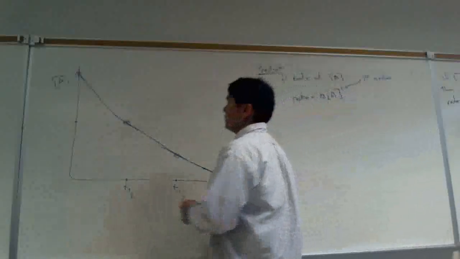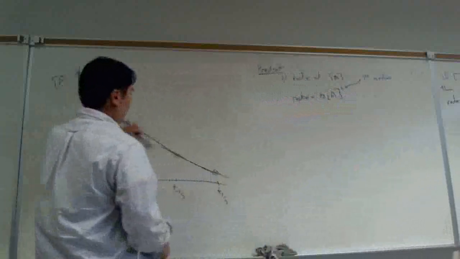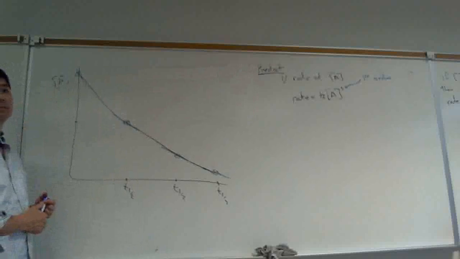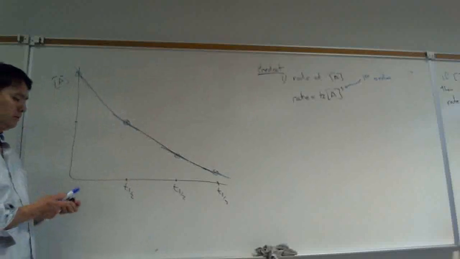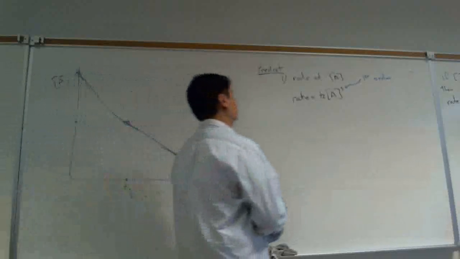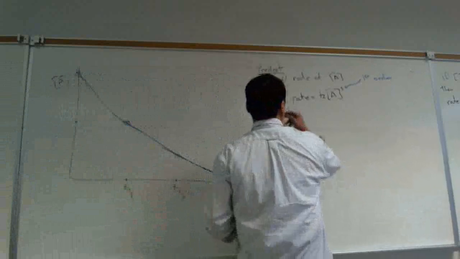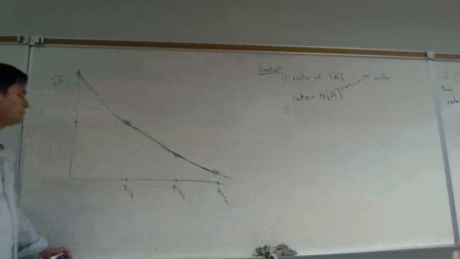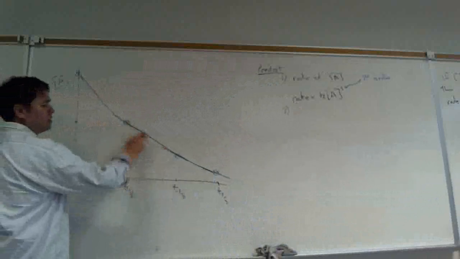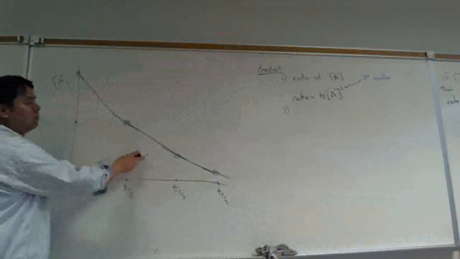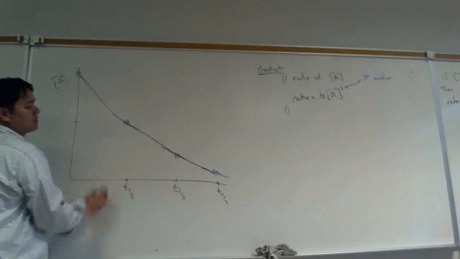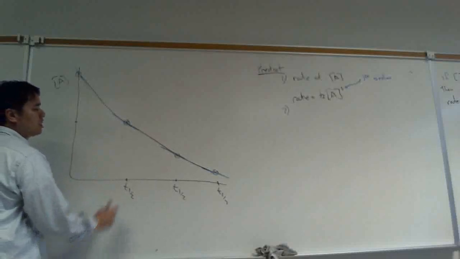Okay, so we can predict the slope or the rate at different concentrations if we know what K is. Now, the next thing we want to be able to do is to predict the concentration at any time t, or the time it takes to reach any concentration.